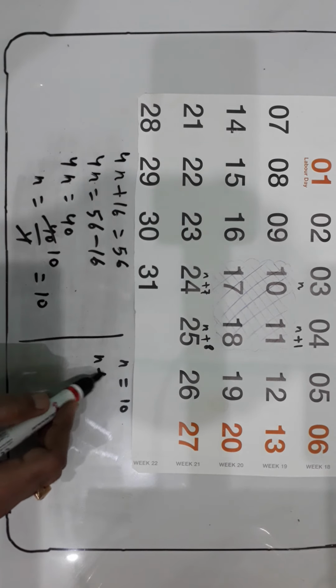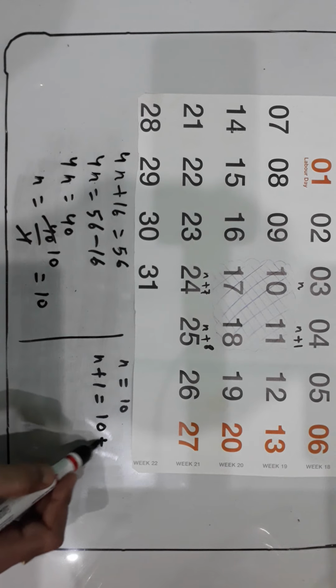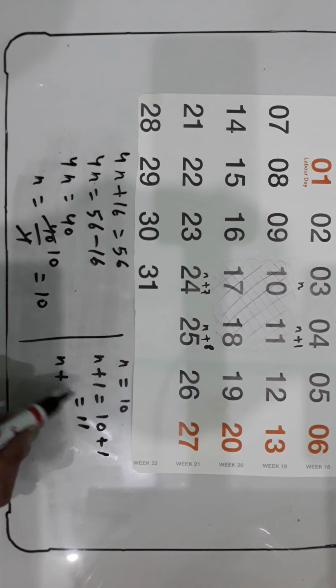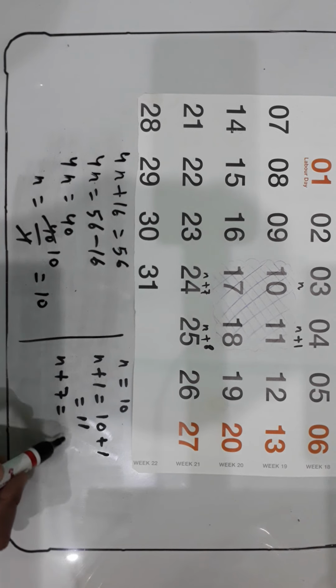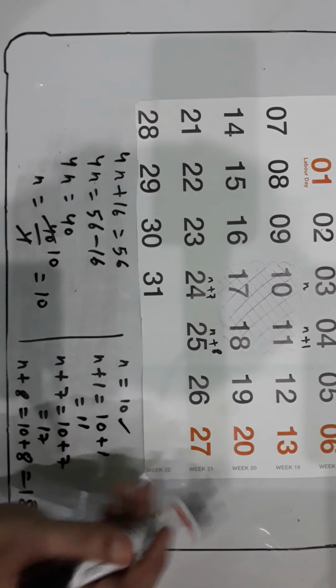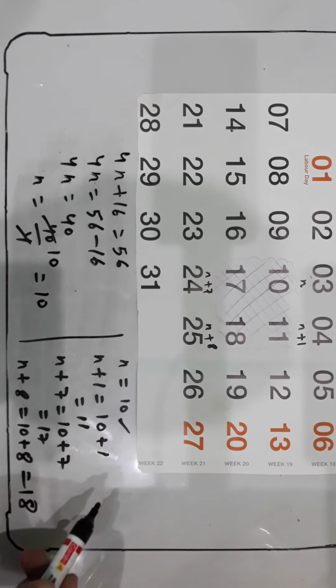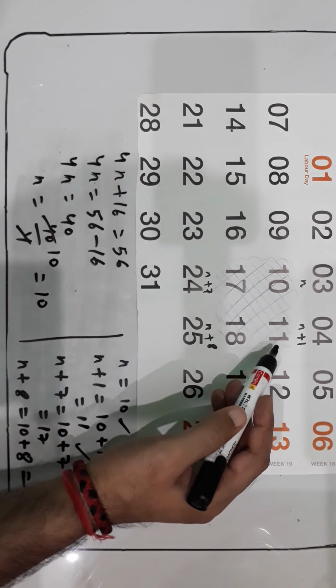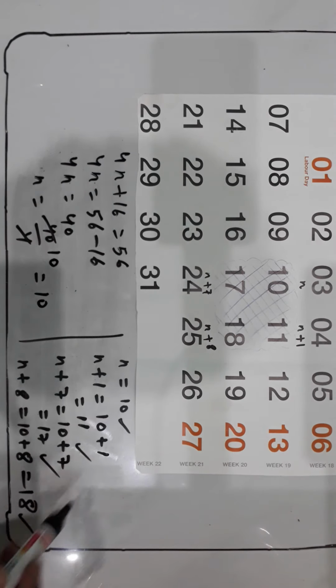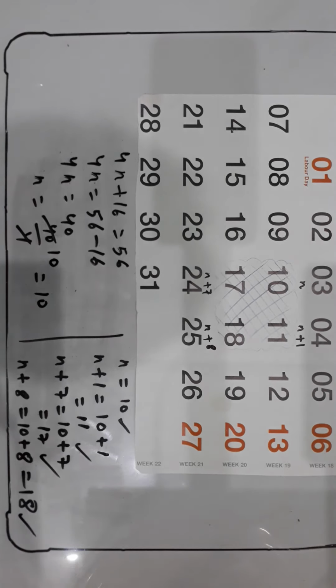The second date is n plus 1, means 10 plus 1 means 11. The third date is n plus 7, means 10 plus 7, so you get 17. And the last date is n plus 8, means 10 plus 8, and that is equal to 18. So you can see the first date is 10, see it is 10 over here. The second date is 11, so see it is 11. The third date is 17, so it's 17, and the last one is 18, so it's 18.